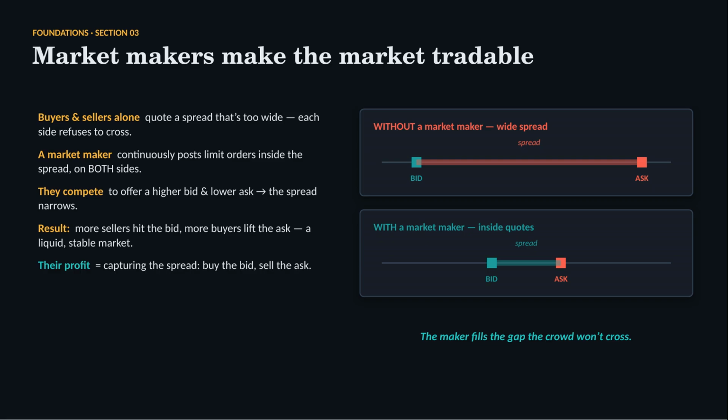Left to just buyers and sellers, the spread would often be way too wide. Each side refuses to cross to the other. Enter the market maker. They continuously post limit orders on both sides, inside the spread. They compete to offer a slightly higher bid and a slightly lower ask, which narrows the gap. Now sellers can hit the bid, buyers can lift the ask, and the market flows. Their profit is the spread itself. Buy the bid, sell the ask, over and over. They fill the gap the crowd won't cross.